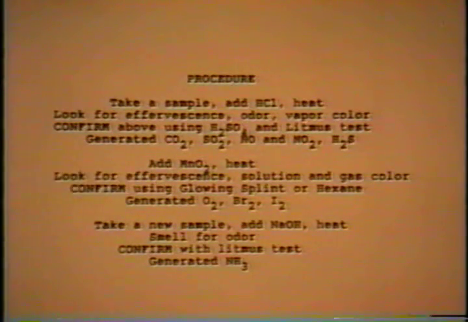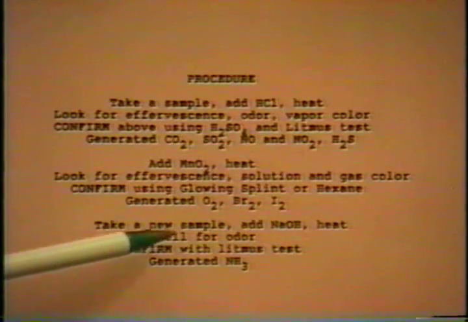Add the manganese dioxide and heat. Again, what you're looking for is effervescence or a change in color of the solution or the gas. If you do notice something, you probably generated one of the elements here: oxygen, bromine, or iodine. In any case, at this point, check for the possible generation of ammonia by your unknown. It's a very simple test.